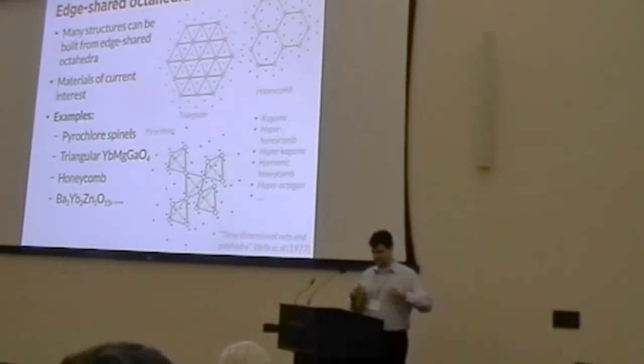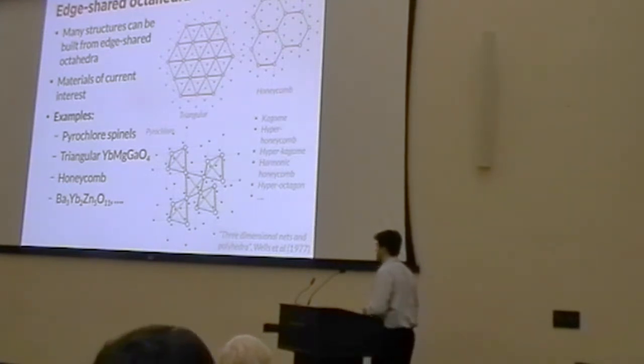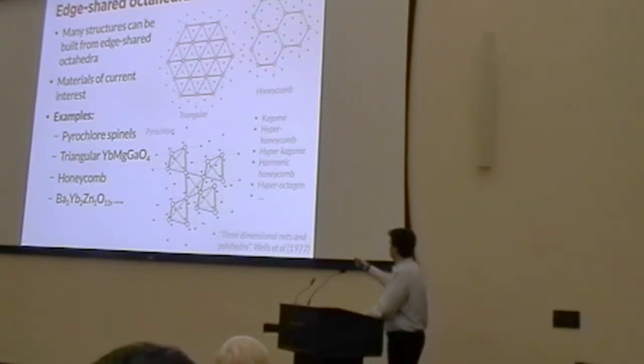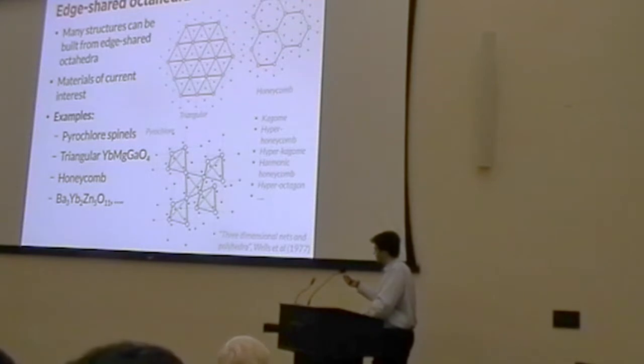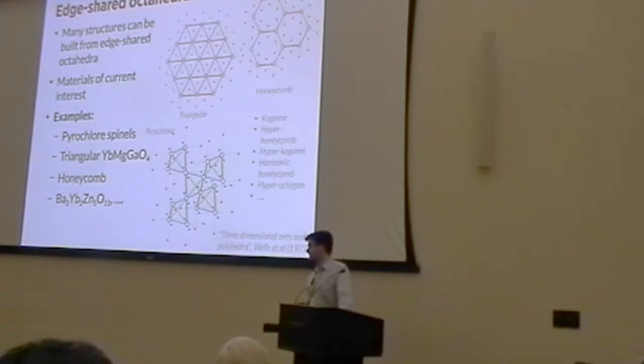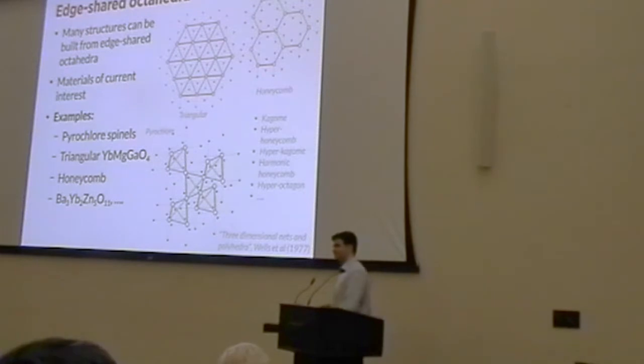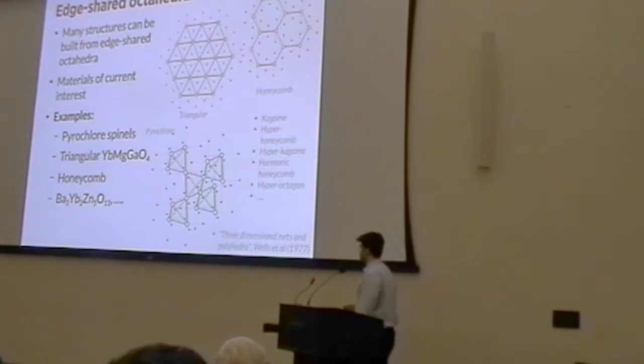Just to make the point that these edge-shared lattices of octahedra are fairly common and relevant for materials we care about, here's a sampling of different lattices you can build out of this. You have triangular lattices that have been found in things like the spin liquid candidate ytterbium magnesium gallium oxide. You have the honeycomb lattice that we saw before. Then you have pyrochlore lattices like this, built of edge-shared octahedra, found in spinels. There are many more. There's a whole book of lattices you can build out of perfect edge-shared octahedra: the hyper-honeycomb, the hyper-kagome, the harmonic honeycomb, things that don't even have good names.